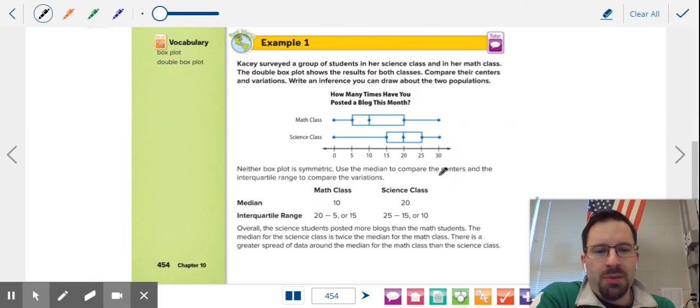Okay, so when you're talking about comparing these things, you want to look at one measure of center and one measure of variation. So here we did medians, right? So the science class has a higher median. And we did interquartile range, and the math class is more varied. So when you're talking about it, you're looking at those basic things.